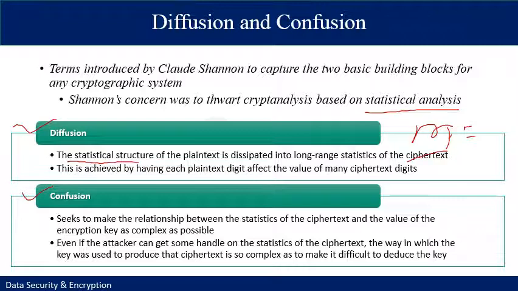So diffusion and confusion are very successful methods to make block ciphers more secure than other techniques. And these techniques have become the cornerstone of modern block ciphers.